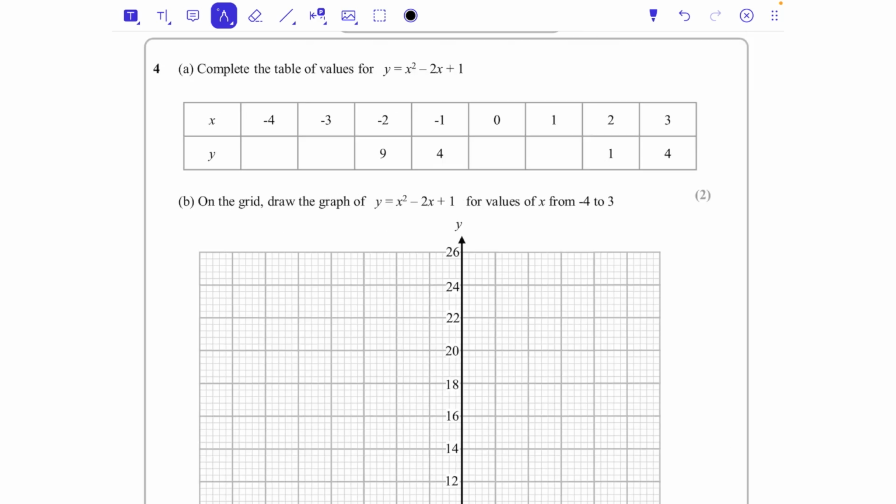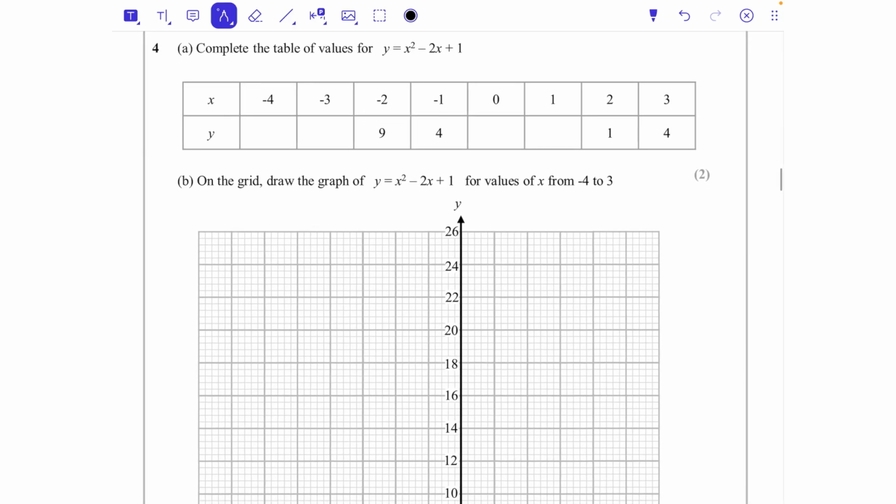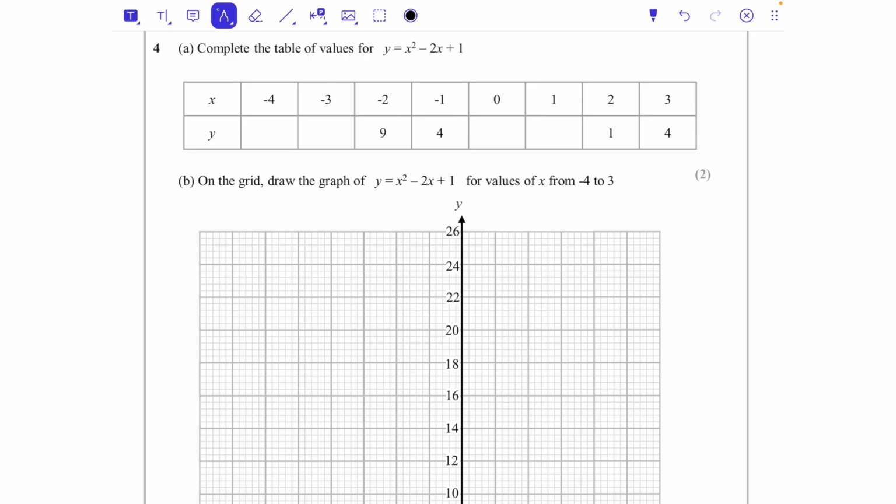Okay, question 4a. Complete the table of values for y equals x squared minus 2x add 1. So you might find this helpful without a calculator to break it down a little bit. So I'm going to put underneath, what would x squared be? What would minus 2x be? And then we'll just add on the 1. So I'm just breaking it down into 3 sections, and then we're going to get our total answer at the end and we can put it in.